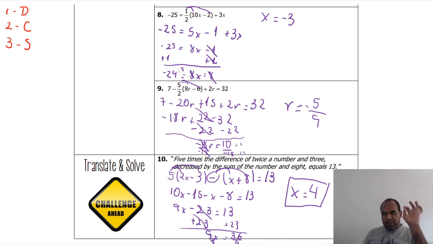Remember, on the other side, exercise 9, I made a mistake here. Yeah, you need to resolve it.